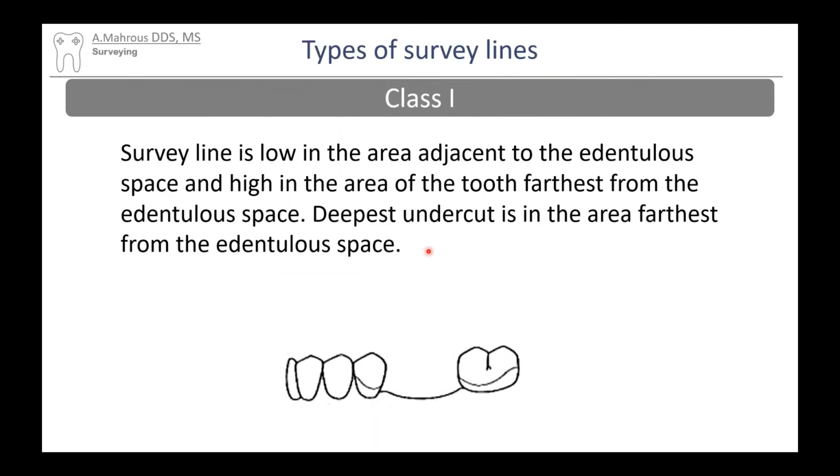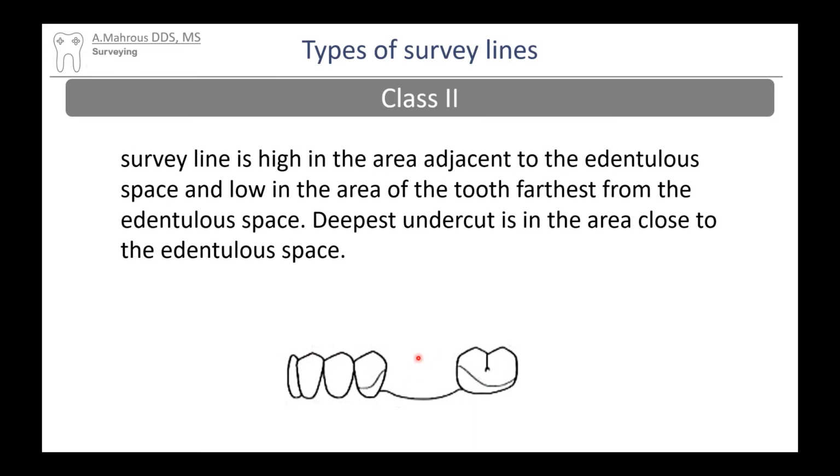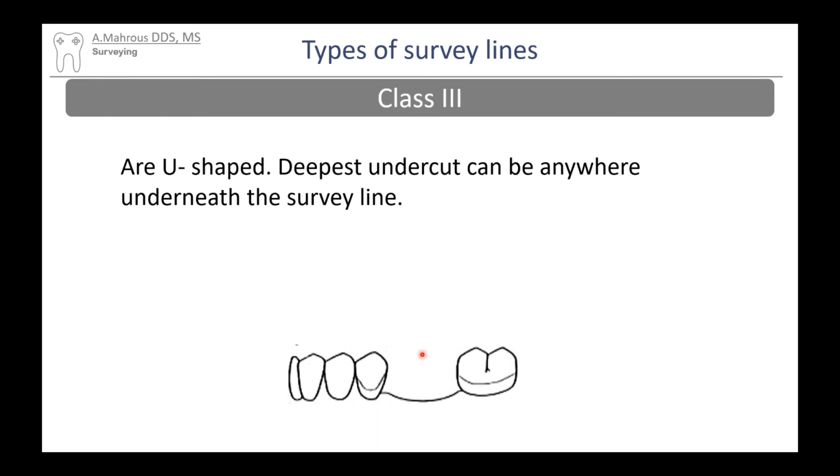And of course, we have classification systems in place for our survey lines. A Class 1 survey line is a survey line where it is very low, close to the edentulous space, and higher away from the edentulous space. Same is true for both sides. A Class 2 is just the opposite, a survey line where it's highest closest to the edentulous space, and lowest further away from it. A Class 3 is a survey line that is even on both sides of the tooth, close and away from the edentulous space.